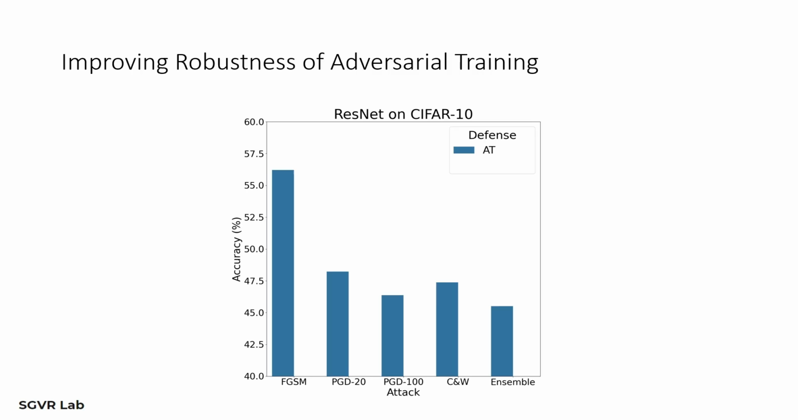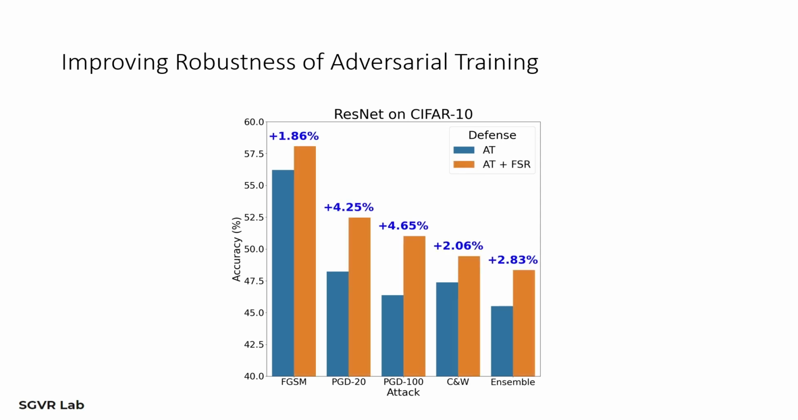Our feature separation and recalibration module can be easily applied to any adversarial training techniques to improve the robustness against various attacks. We show the evaluation of our module when attached to PGD adversarial training. By simply adding our FSR module onto adversarial training, we can improve its robustness against various attacks by up to 4.65% under PGD 100 attack.